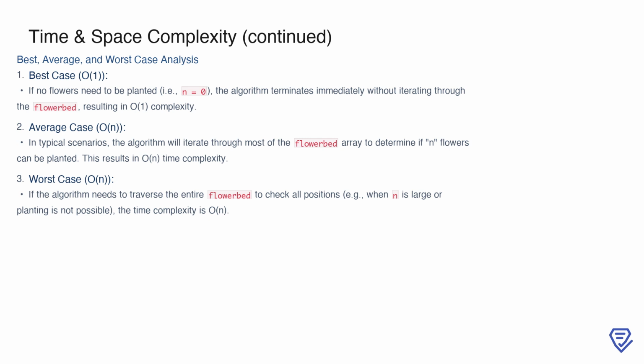In the best case, if no flowers need to be planted, the algorithm terminates immediately without iterating through the array, resulting in an O(1) time complexity. For the average case, in most practical situations, the algorithm will need to traverse a significant portion of the flower bed to determine if the required number of flowers can be planted. This results in an O(n) complexity.